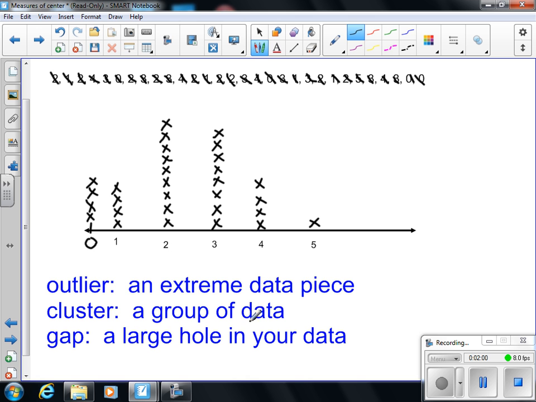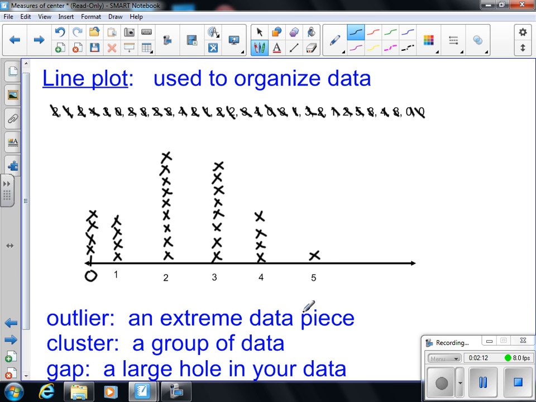A cluster is a group of data. An outlier is an extreme data piece. In other words, it kind of just doesn't fit the rest of it. Now, I would not say that in this case 5 is an outlier. If this is saying how many TVs you have in your house, and I had somebody that said they had 10 TVs in their house, that would be considered an outlier. You would maybe do 5, 6, 7, 8, 9, 10, and you would have maybe a little star out here showing that that is an outlier.